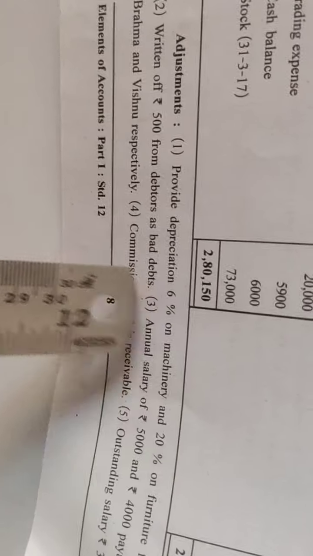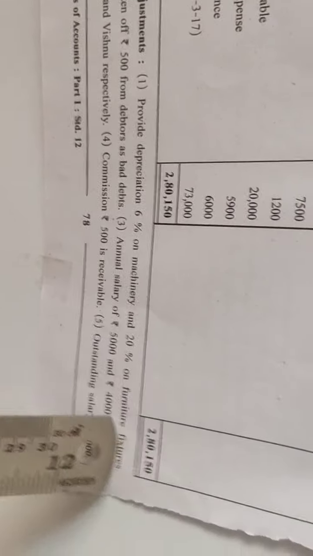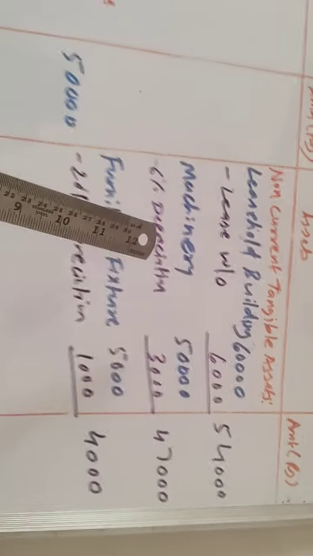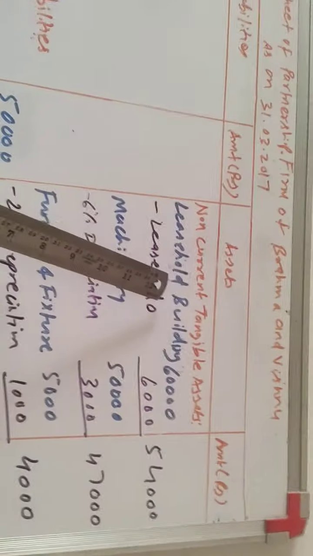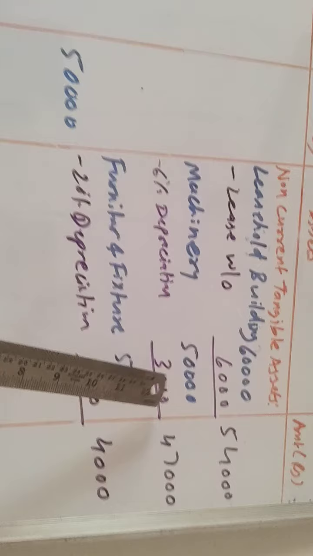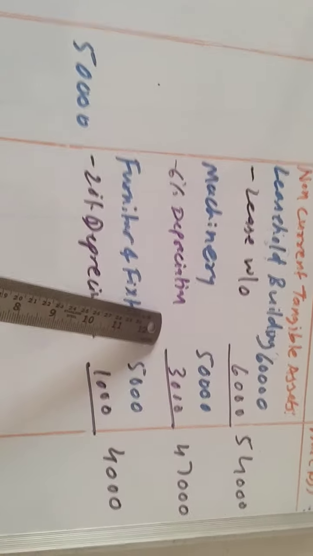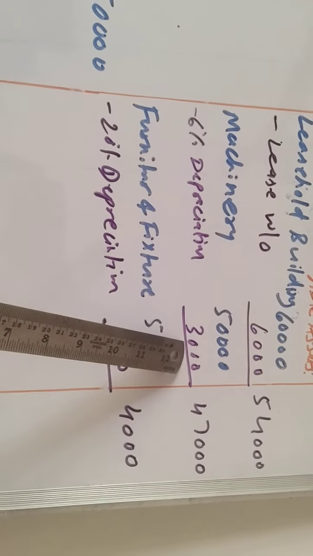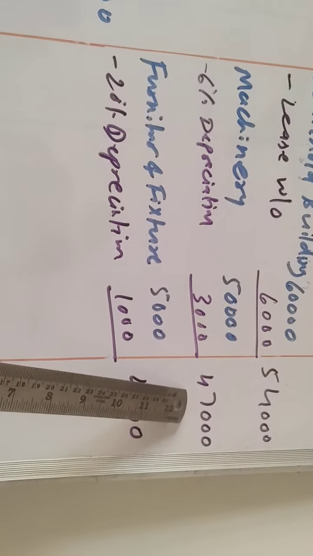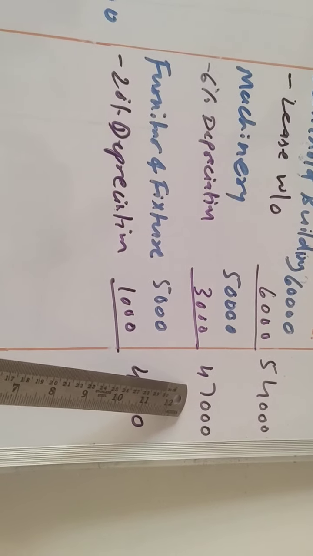Here the first adjustment says provide depreciation 6% on machinery and 20% on furniture and fixtures. Machinery, as we have written it at the asset side, is 50,000. 6% depreciation of that will be rupees 3,000. We will deduct the depreciation and 47,000 will be the amount in the outer column.